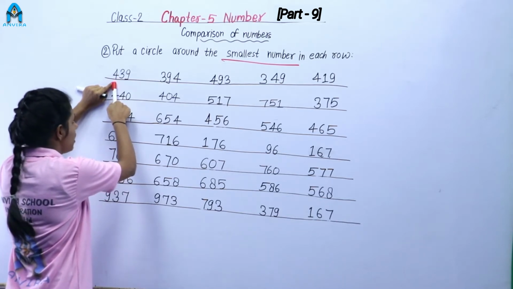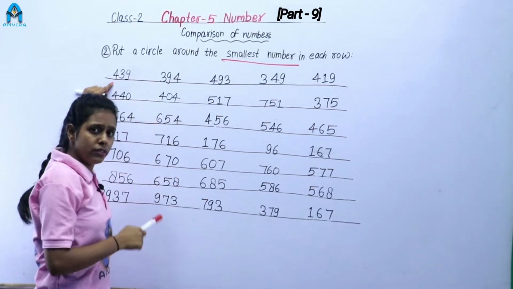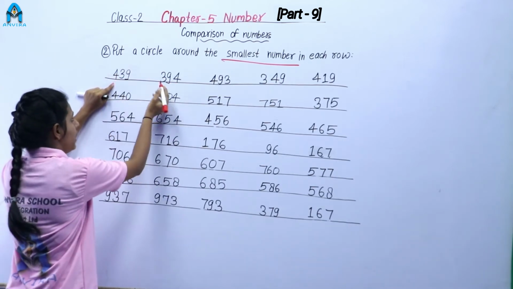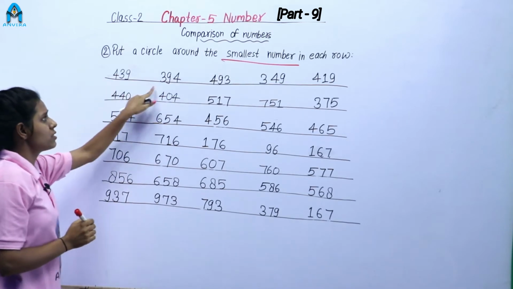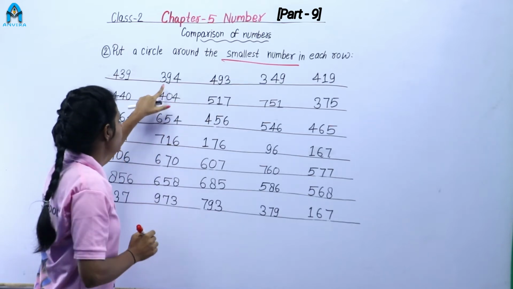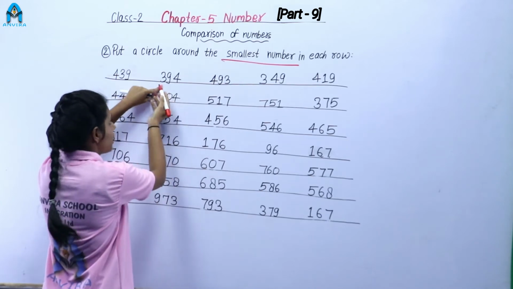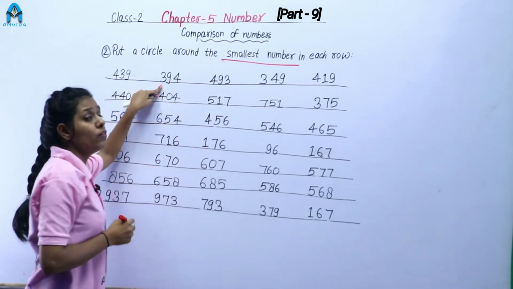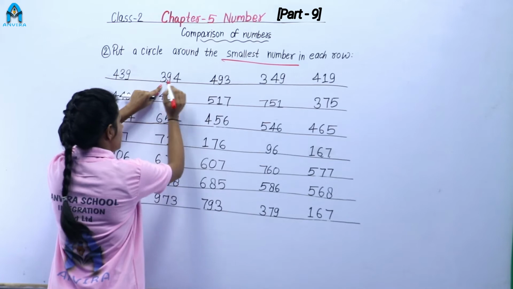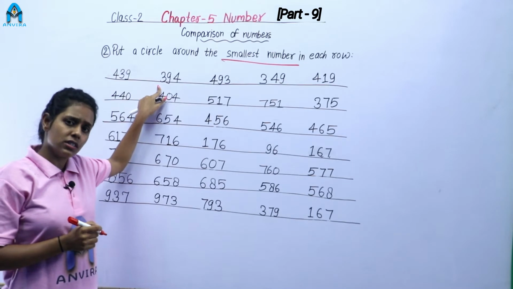There is 439 and this is 394. Let's compare the hundreds place. So here is 4 and here is 3. So which is smallest? Yes, 394 is smallest. Now compare these two numbers. Which is smallest? This is 394 and this is 493. Compare the hundreds place. So here is 3 and here is 4. Which is smallest? Yes, 394 is smallest.